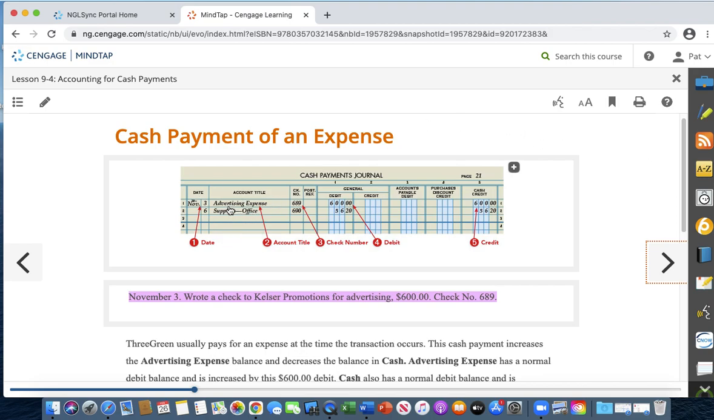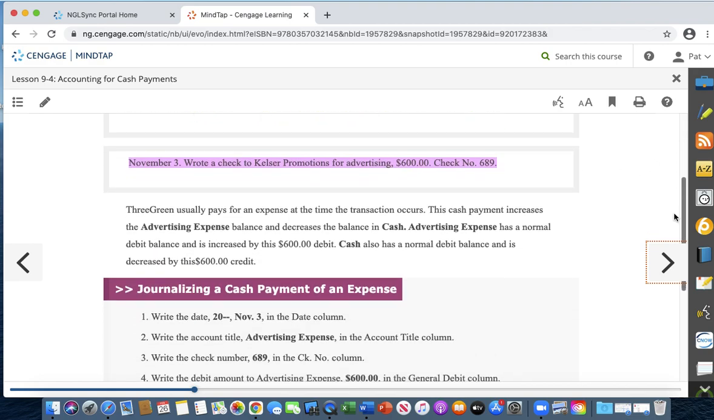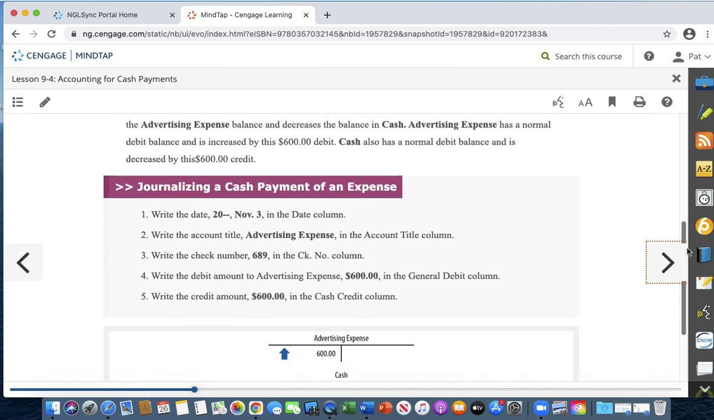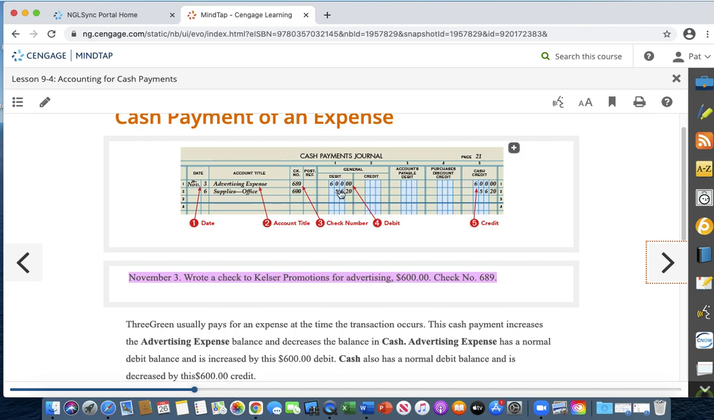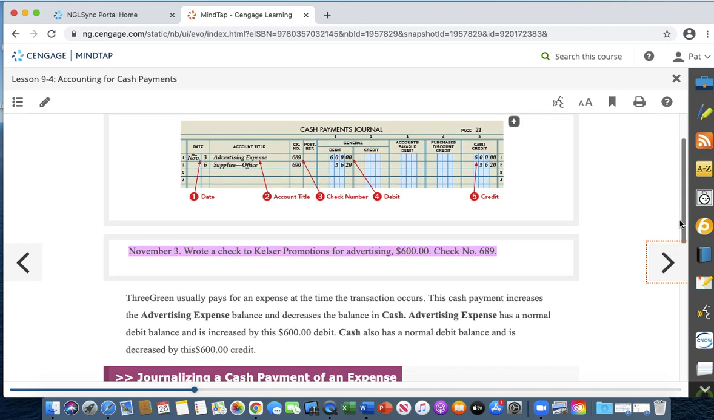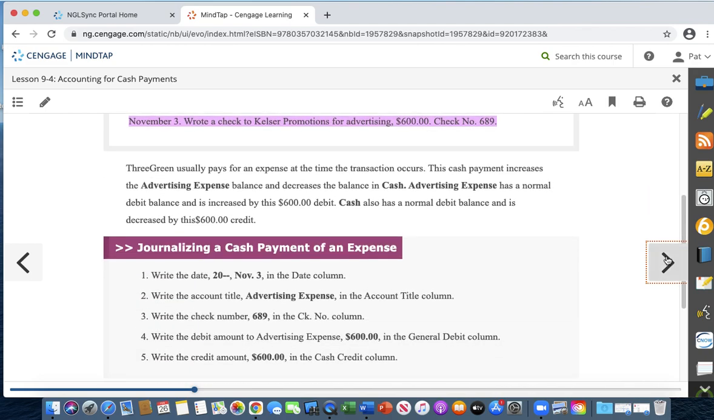So regular cash payments transactions, a couple of them. Paid for advertising expense, debit the expense, credit cash. That's nothing new. I'm not going to go through the steps of marking that. They show you the T account. Again, just as a rough reminder, we're increasing expenses with debits, decreasing cash. You use the general column, and you have the cash credit. That is nothing that you haven't learned already.